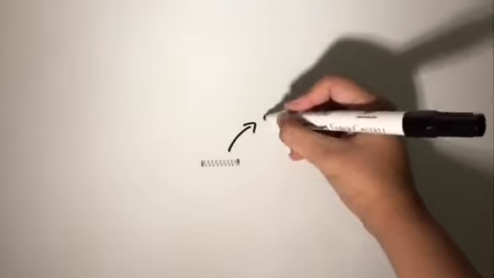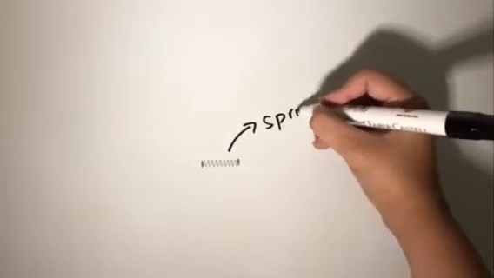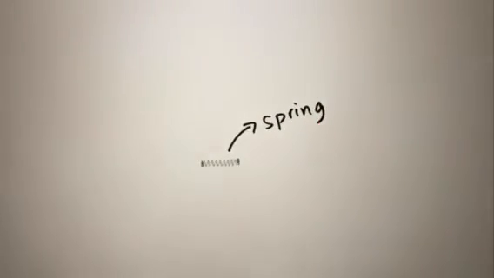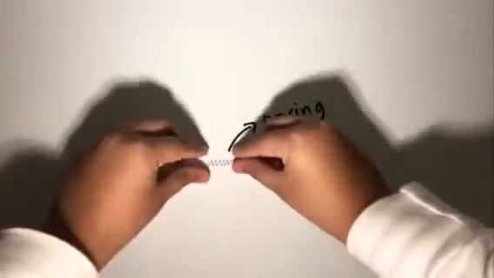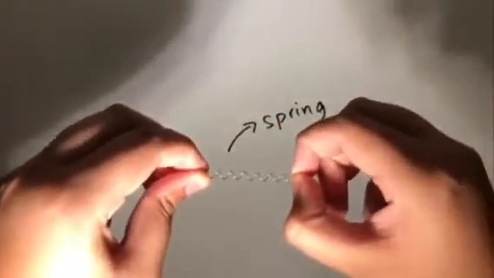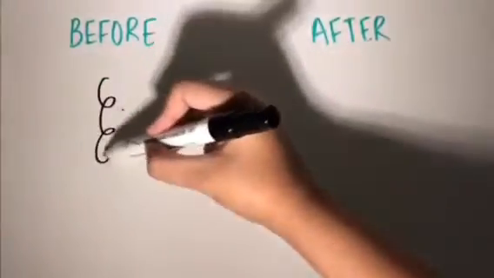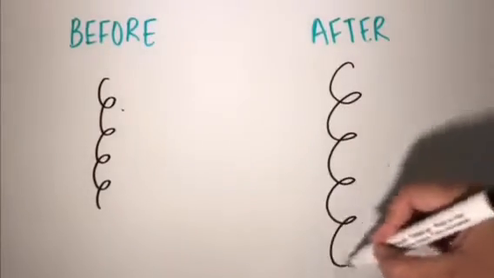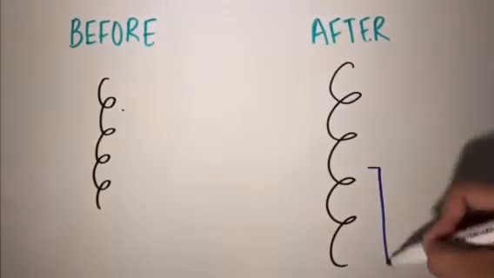Forces can change the shape of an object. Stretching requires two forces of tension acting away from each other. Elastic objects such as a spring store elastic potential energy when they are stretched. The increased length due to stretching is called an extension.